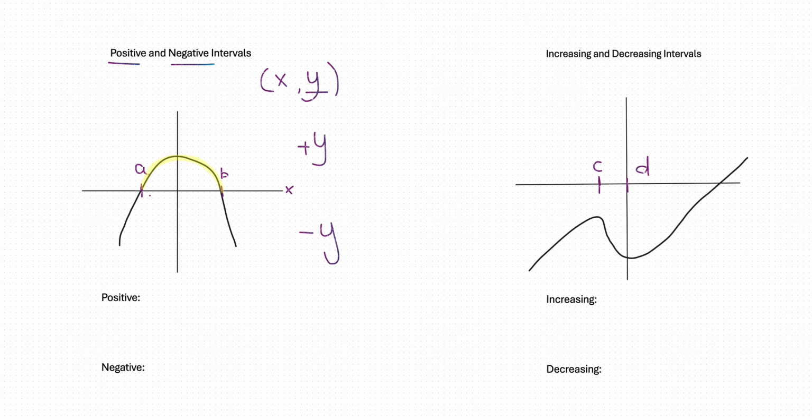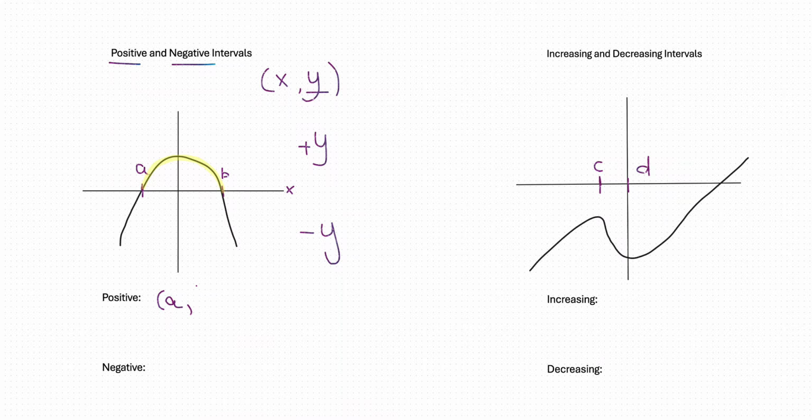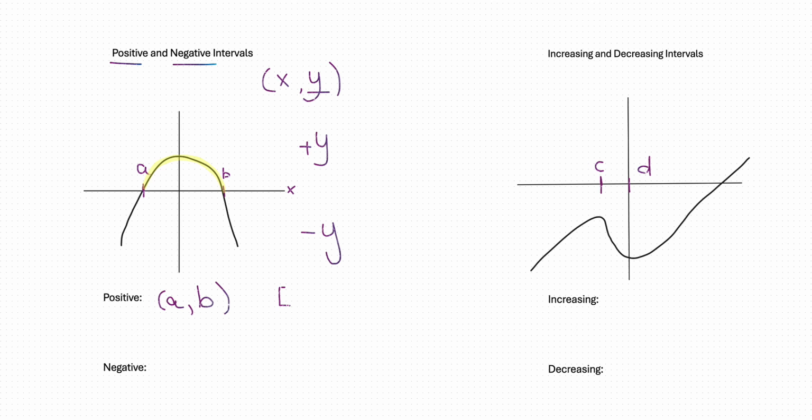To write this in interval notation, we'll write from A, comma B, it is positive. Remember that these are parentheses, not brackets. It is not brackets because brackets means that it is a closed interval, and it's not closed because at point A and at point B, our point is neither positive nor negative because it is 0, which is not a positive number. Therefore, it has to be an open bracket or parentheses.